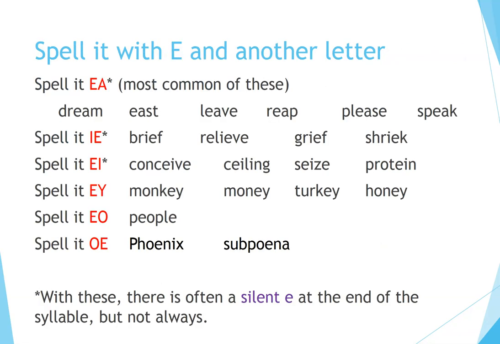Spell it with E and another letter. Spell it EA, the most common of these. Dream, east, leave, reap, please, speak. Spell it IE: brief, relieve, grief, shriek. Spell it EI: conceive, ceiling, seize, protein. Spell it EY: monkey, money, turkey, honey. Spell it EO: people. Spell it OE: phoenix, subpoena. With these, there is often a silent E at the end of the syllable, but not always.